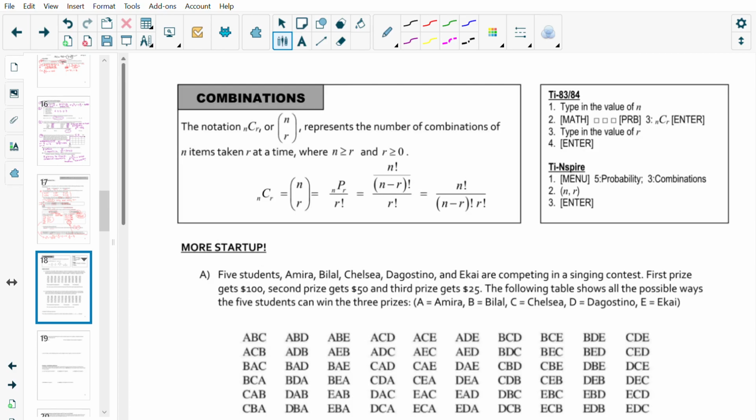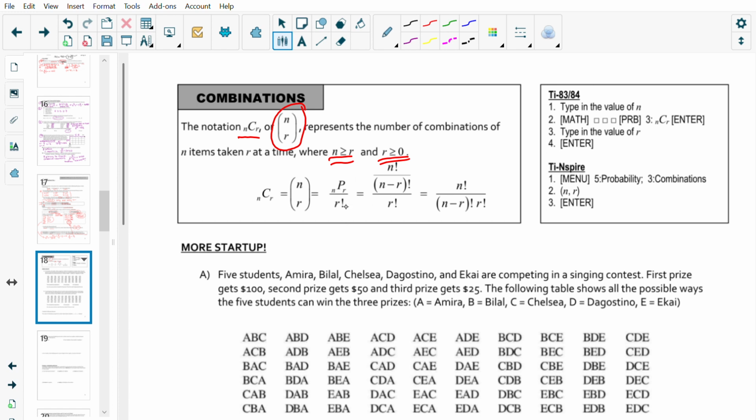Here's our proper formula. Combinations, the notation nCr. So a combination of n things taken r at a time, or another way to write the notation is like that, represents the number of combinations of n items taken r at a time where n is greater than or equal to r, and r is greater than or equal to 0.